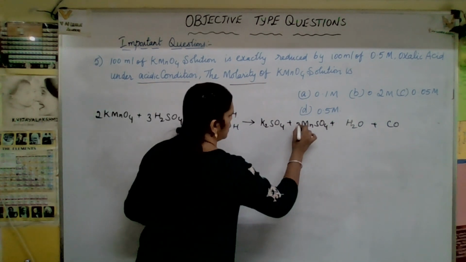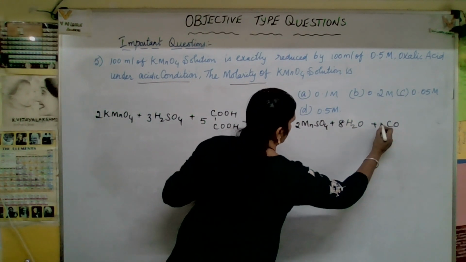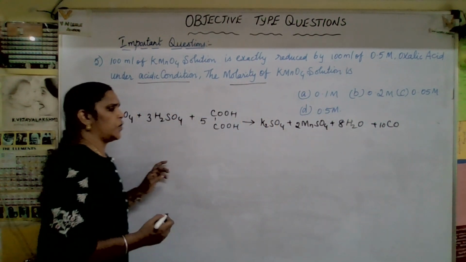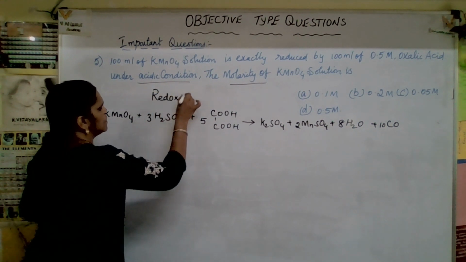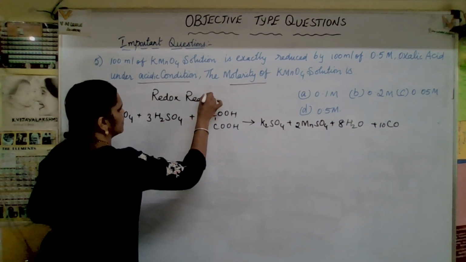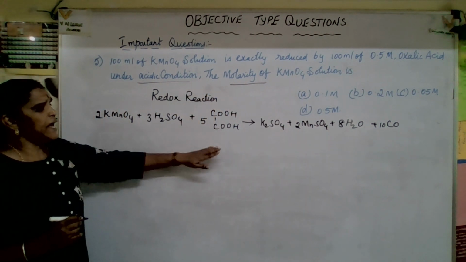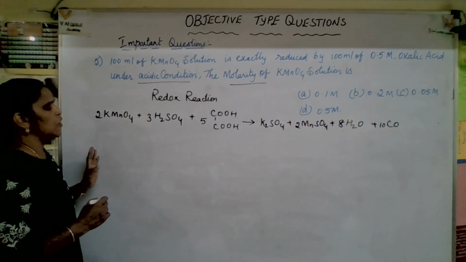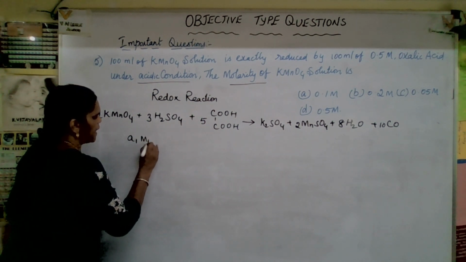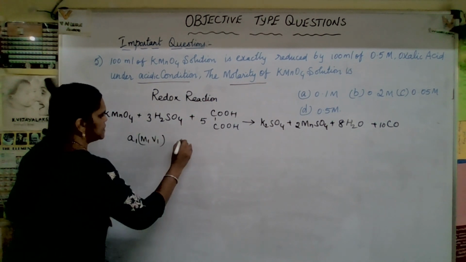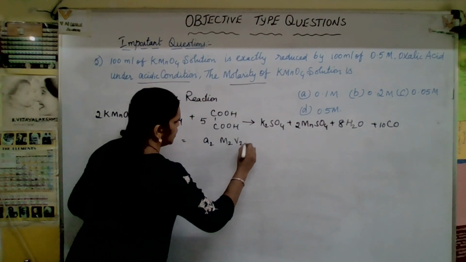You are getting here 2 and here 8 and here 10. Right? Okay, now this is completely a redox reaction. Okay, now how to identify the molarity from this equation? Here the formula generally we use is A1 M1 V1 is equal to A2 M2 V2.